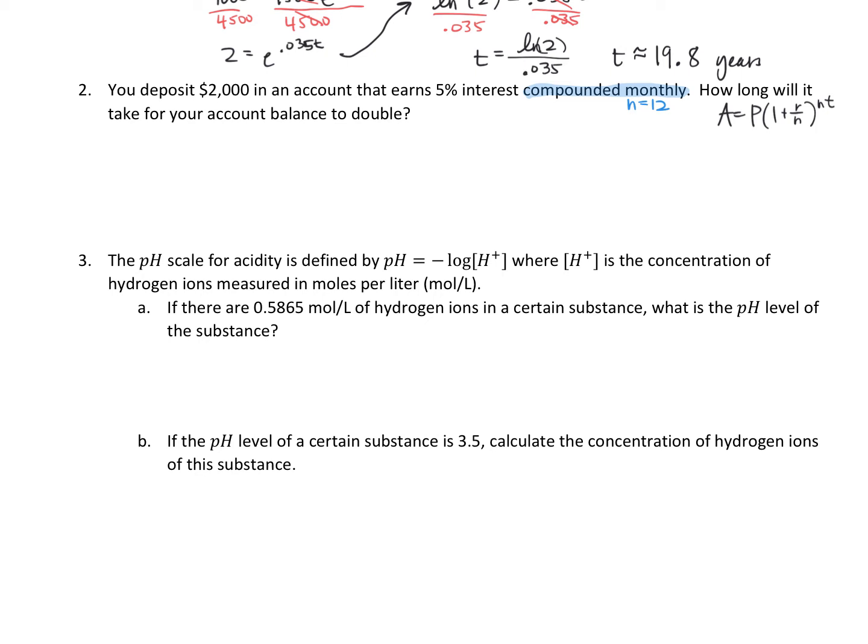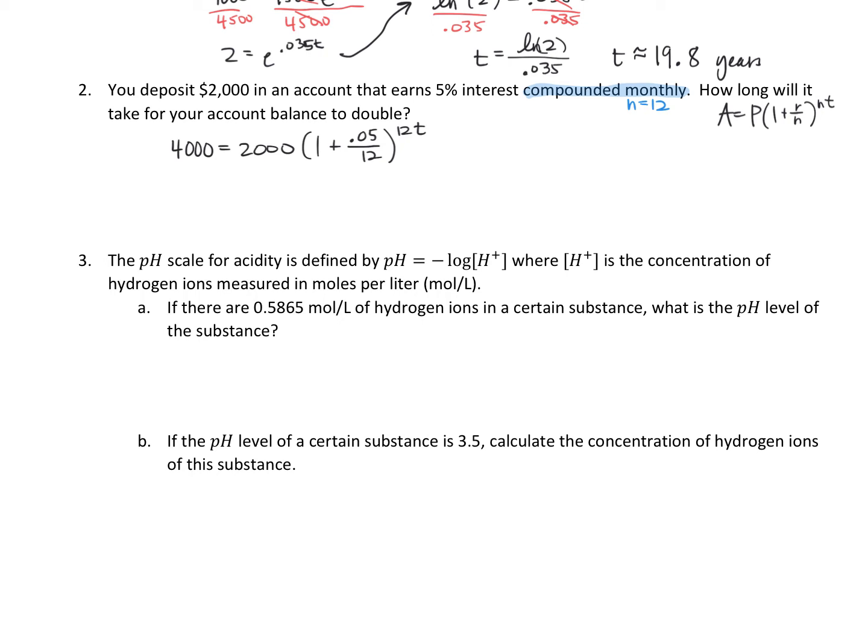This one doesn't have a bunch of parts. It just asks how long it will take for your account balance to double. So originally I had 2,000, that means in the end, I want to have 4,000. So 4,000 is the amount at the end, 2,000 is the principal, 1 plus, the interest rate is 5%, so that would be 0.05, n is 12, and t, oh, that's what we're trying to find. So that will be t.